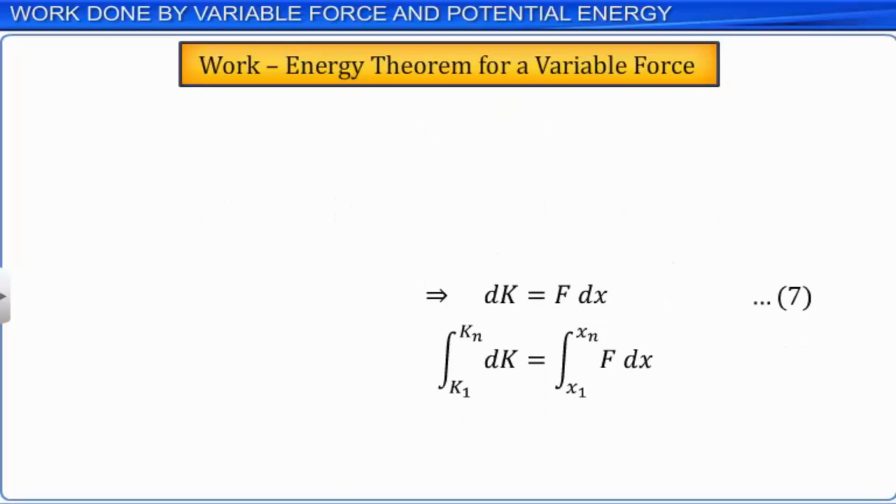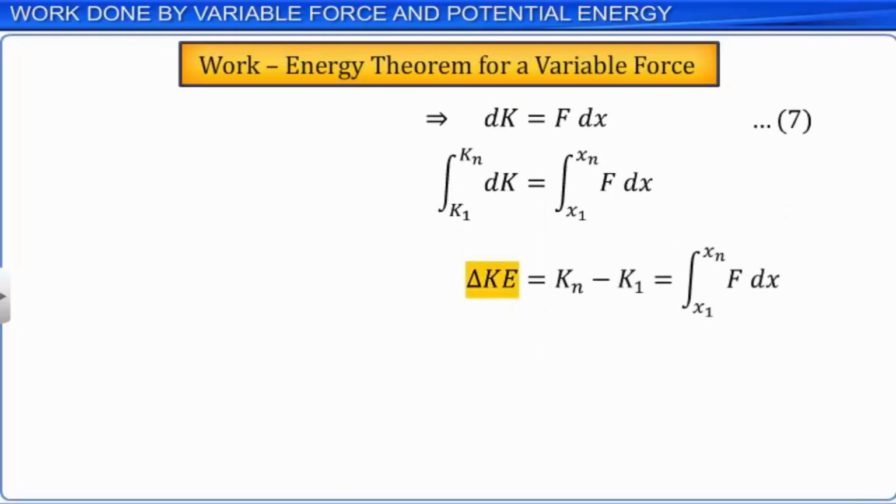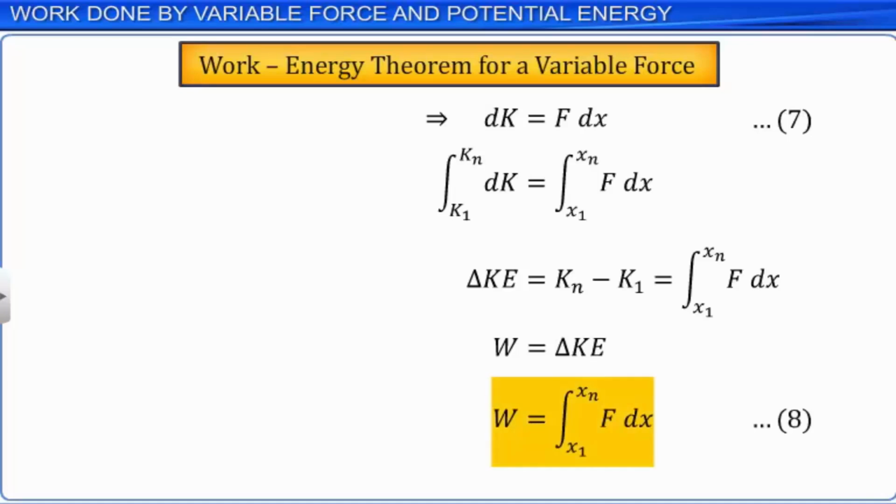The left side of the equation indicates the change in kinetic energy, and the right side of the equation indicates the work done on the body by the variable force. Thus, we see that the work done by a variable force on a body is equal to the change in kinetic energy of the body. This proves that the work energy theorem holds true for a variable force.